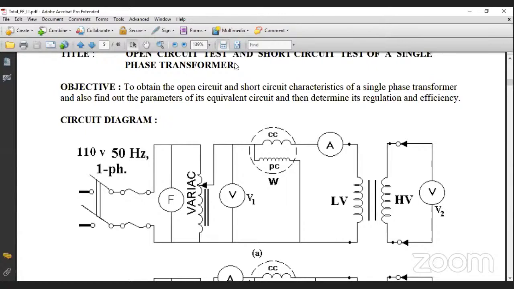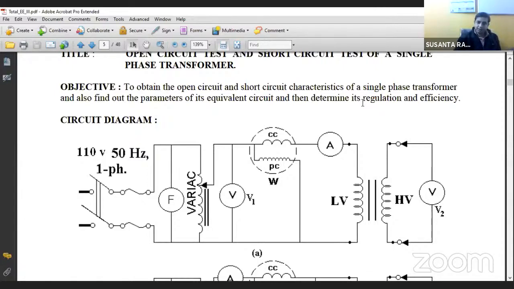Sir, because in the open circuit test we have to apply the rated voltage. On the high voltage side, the rated voltage is much higher than on the low voltage side. So a voltmeter of such a high rating is very difficult to find and arrange. So it is easier to perform this test on the low voltage side. Okay, that is one reason. Another?